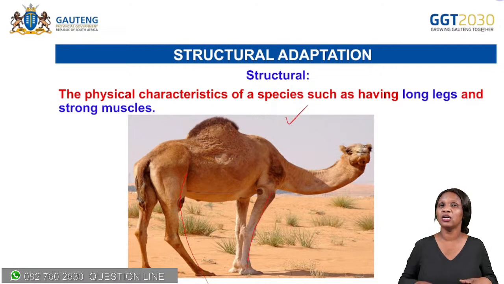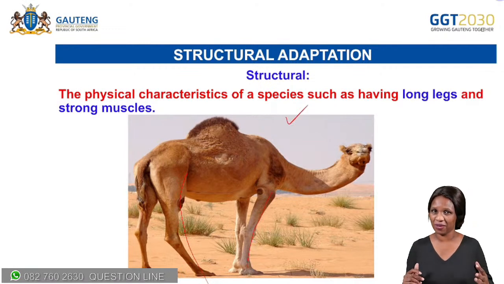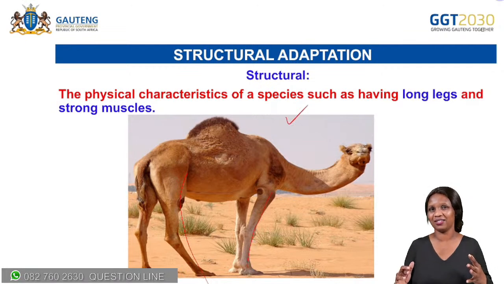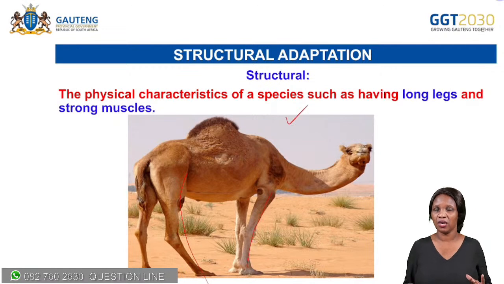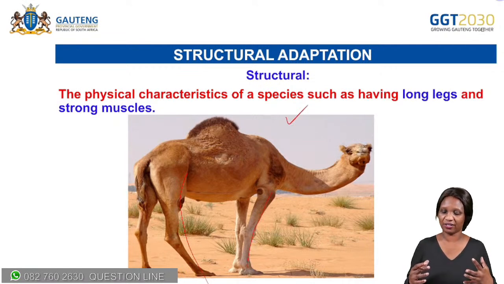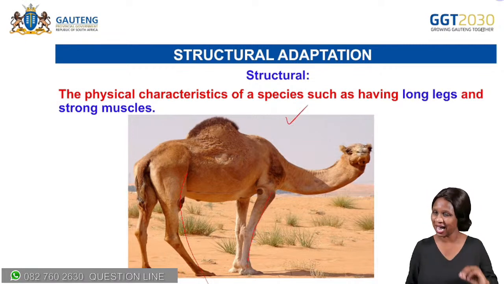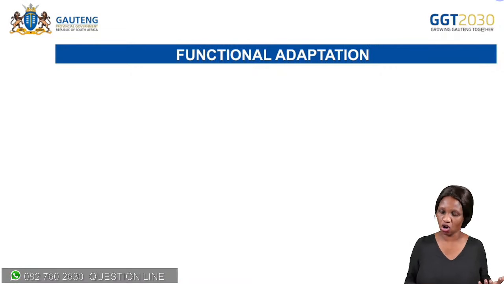And then it enables them to walk in deserts, in extreme environments. Right. They can even walk for long distances on sand. All right. And look at the muscles. Strong muscles. They need to be strong. Right. Why? Because the environments in a desert are extreme. That is structural. That is the physical appearance of an organism.